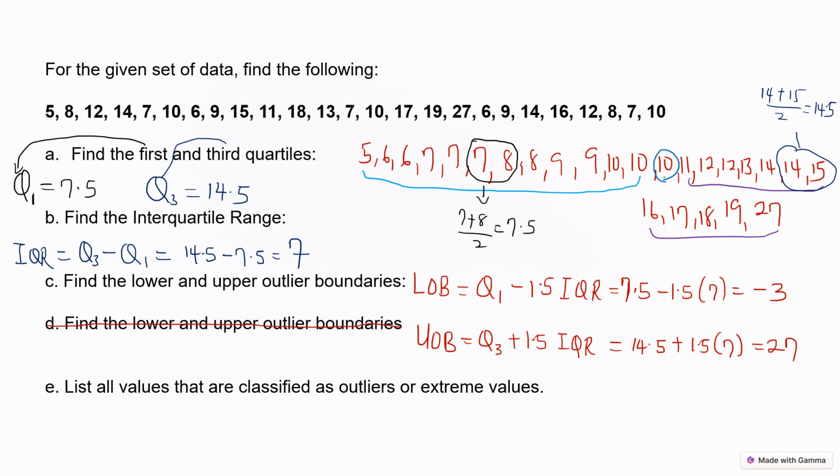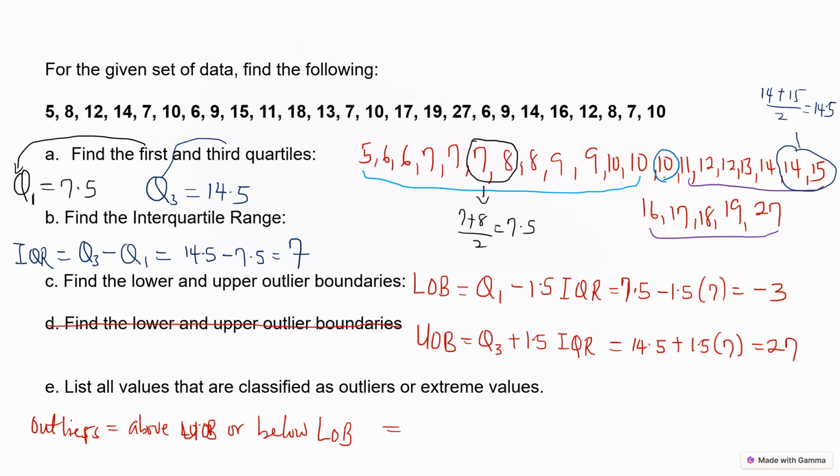The last question is to list all the values that are classified as outliers or extreme values. The outliers are values above the UOB or values below the LOB. Now, for the LOB, do we have any value below it in the data set? Do we have any negative values? If you check, no. There's no value less than -3.